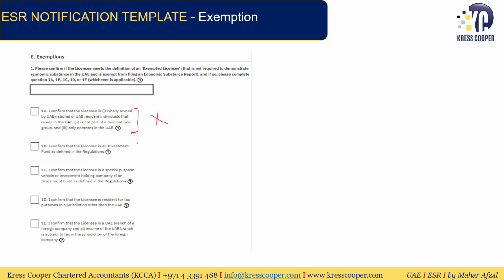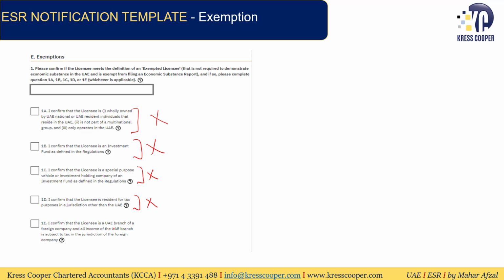Licensee is an investment fund. It will not be subject to ESR. The licensee is a special purpose vehicle which is helping to invest the funds. It will not be subject to ESR. The licensee is a resident for tax purposes in a jurisdiction outside the UAE. It will not be subject to ESR.